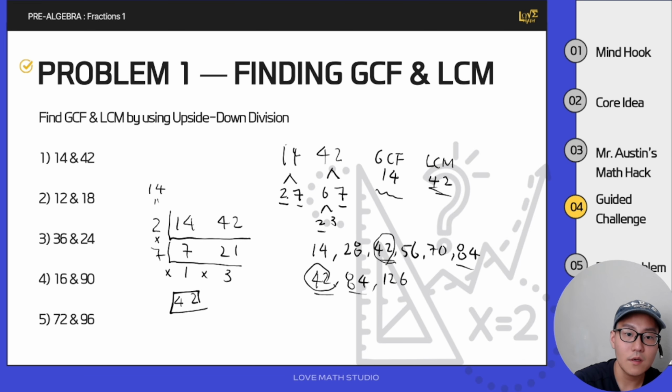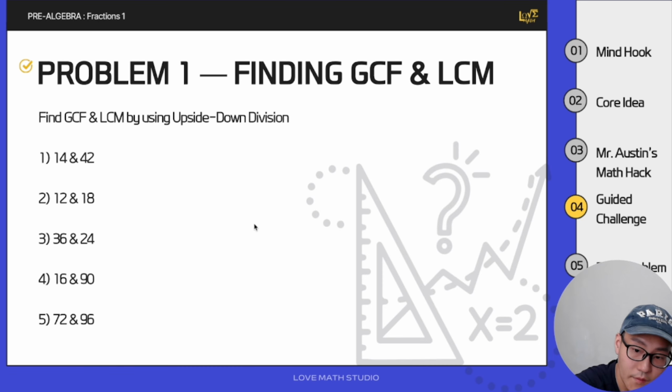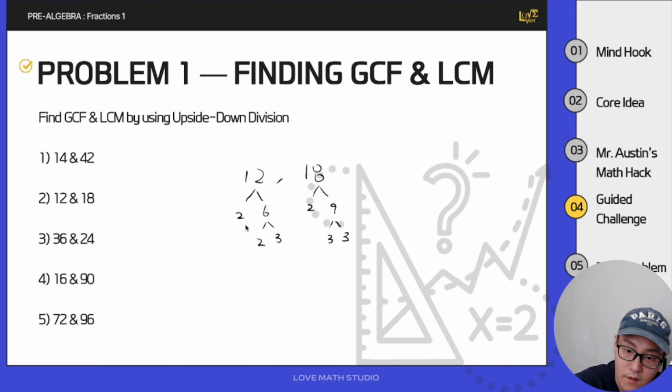Does that make sense? So let me try one more. Number 2, 12 and 18. Well, if you see the factors, 12 is 2 times 6, 2 times 2 times 3, and 18 is 2 times 9, 2 times 3 times 3. They both have in common 2 and 3, so your GCF is 6.